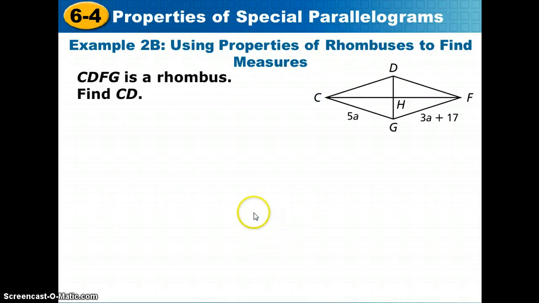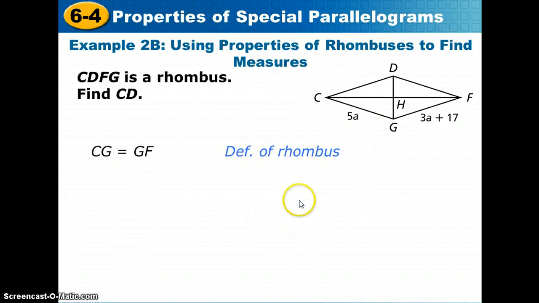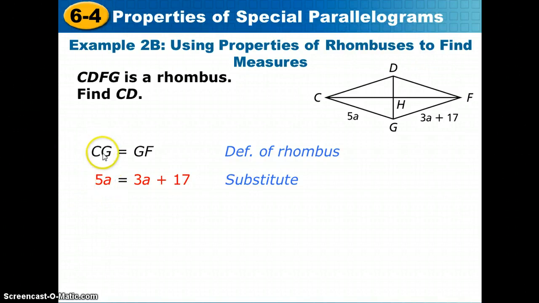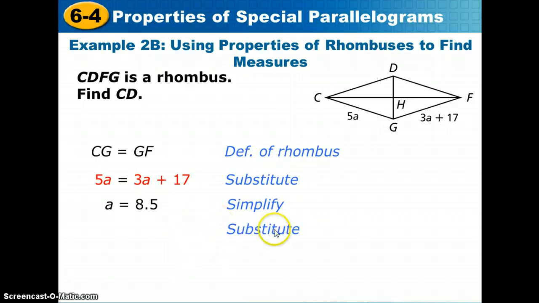Let's take a look at example 2b. In this example, we're supposed to find CD and also the measure of angle GCH. But first, let's find the measure of CD. We know that CG equals GF by definition of a rhombus. We have then, by substitution, 5a equals 3a plus 17. We just need to solve for a. A is 8.5. If I plug that back in, all the sides are going to be 42.5. That means CD is also 42.5.